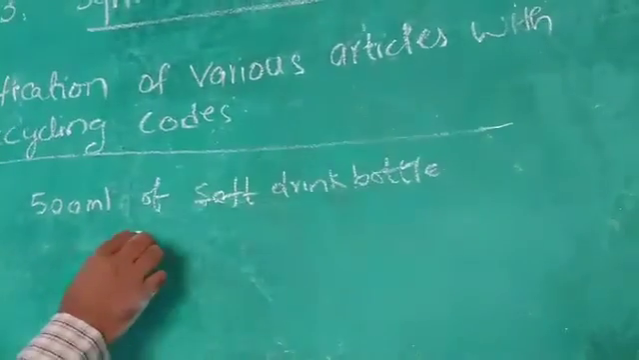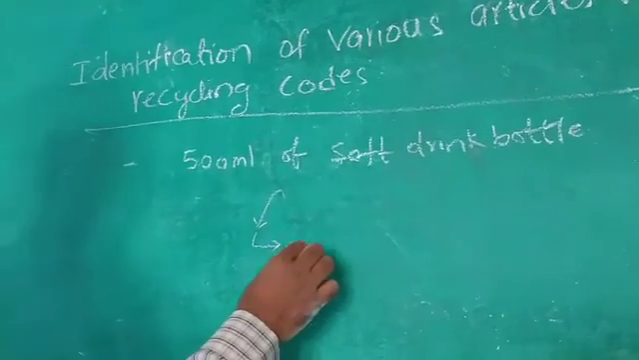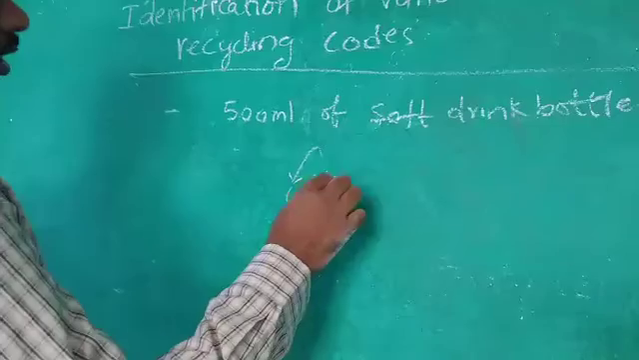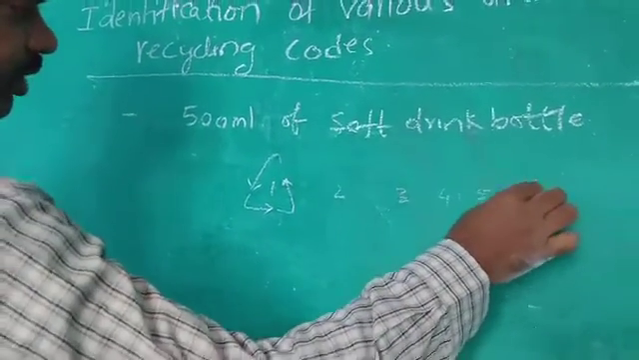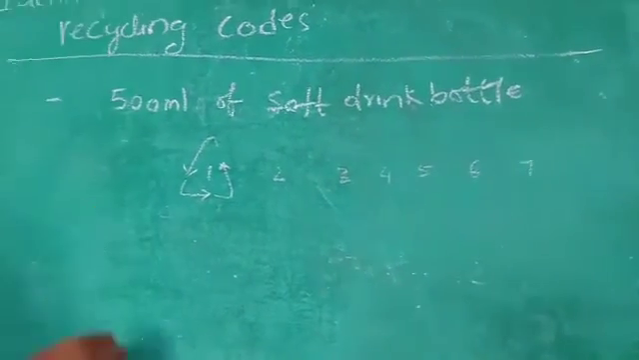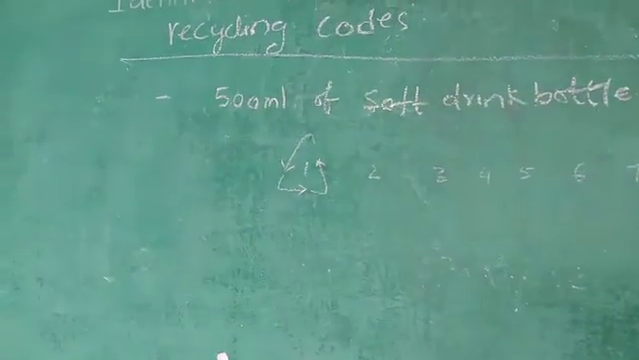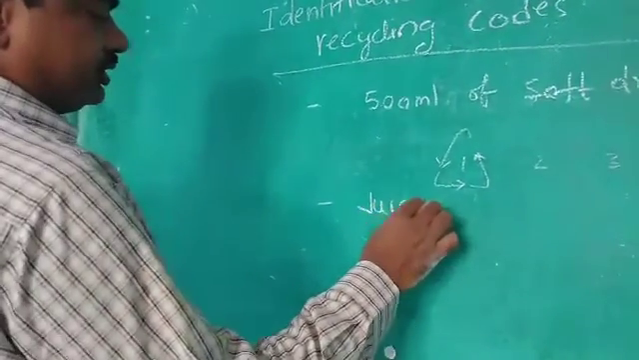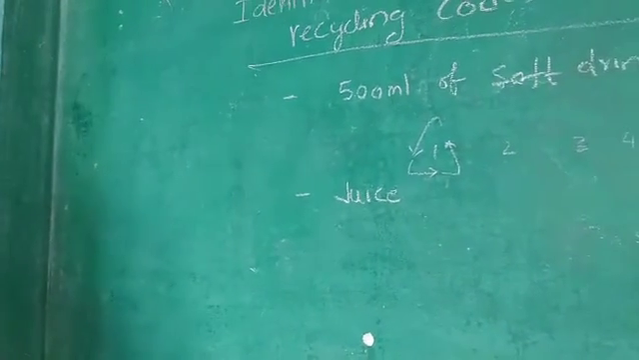On that, what code will be there? A triangle code will be there. In it, there will be a 1 or a 2 or a 3 or a 4 or a 5 or a 6 or a 7, others. Whatever information is on the soft drink bottles, you have to write. Not only that one, also bottles of juices, juice bottles, and ketchups.